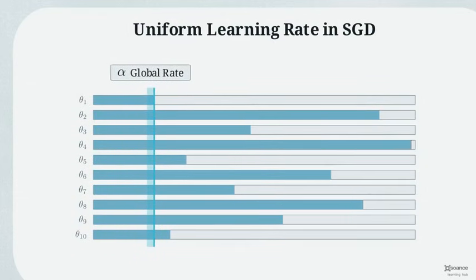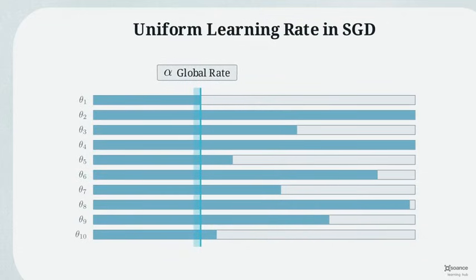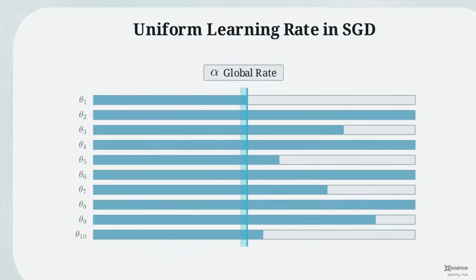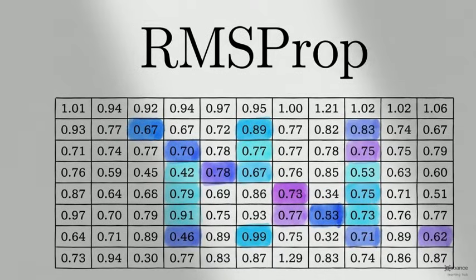Both forms of SGD apply a single global learning rate to all parameters simultaneously. If some features in your data are sparse while others are frequent, a one-size-fits-all learning rate slows down convergence. RMSProp solves this by calculating adaptive learning rates. It scales the updates for each individual parameter based on a moving average of recent gradients.